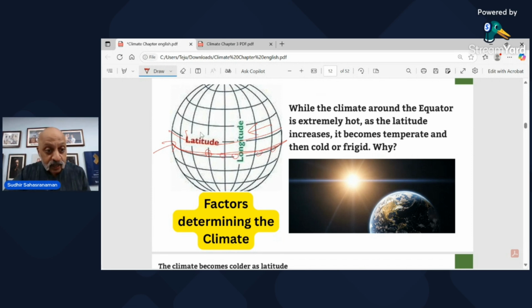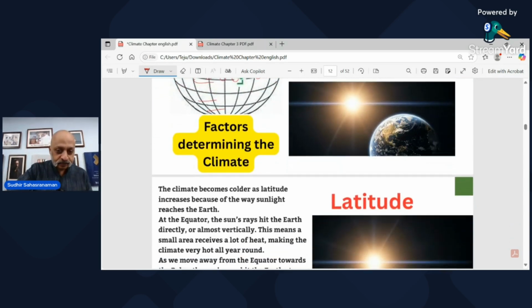But as the latitude increases and goes towards the North Pole and the South Pole, upwards and downwards, the temperature becomes more and more cold. The climate in Antarctica, which is near the South Pole, is freezing cold. The temperature in Greenland, Iceland, near the North Pole is freezing cold, right? So why is it so is the question that has been asked out here, and I'm going to provide you with the answer. Everything will be here. Take screenshots and keep.